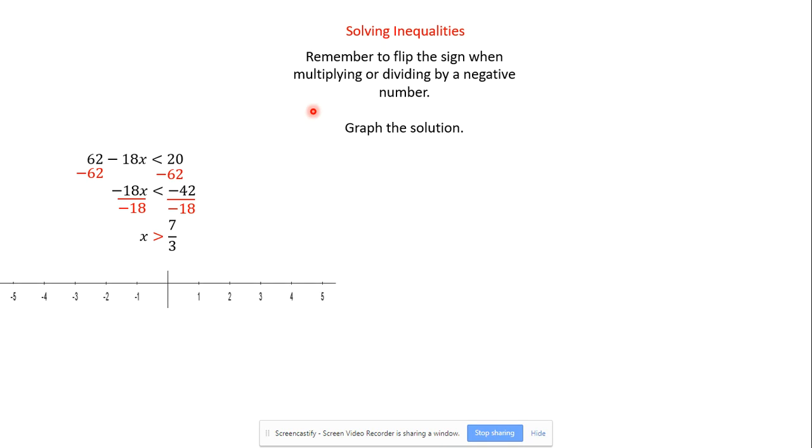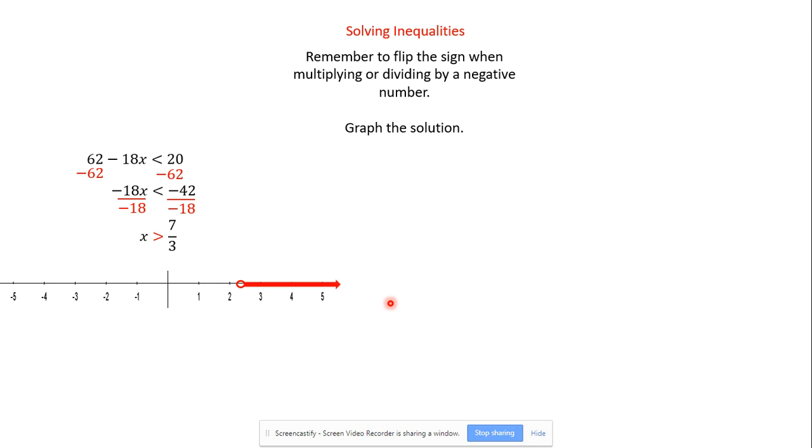Graph it on a number line. So we get our number line. We're going to put a dot at 7/3. It's a greater than, it's not an or equal to, so it's an open dot. It's one of the ones that's not filled in. And we want when it's bigger than 7/3. One idea is to plug in a number. We could plug in 5. Is 5 bigger than 7/3? Yes. Is 0 bigger than 7/3? No. We shade the side that it works with an arrow.